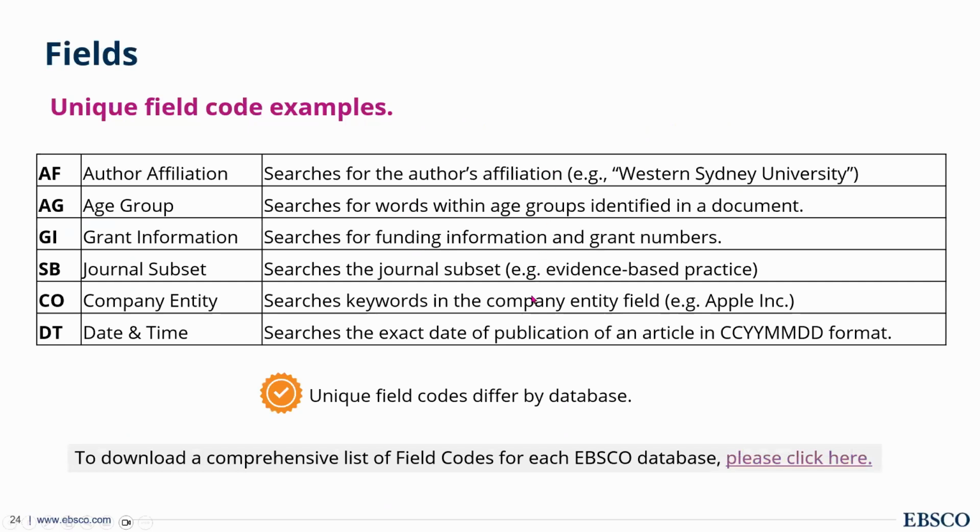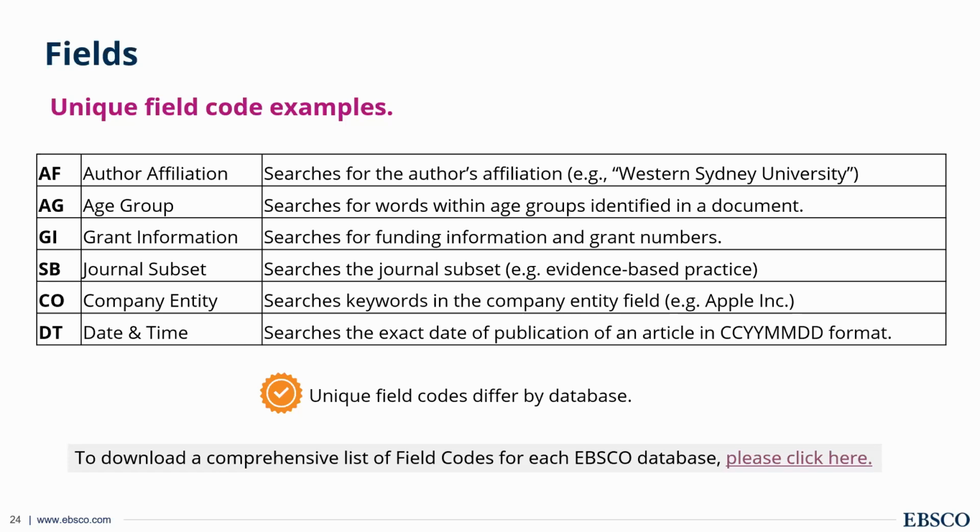So some unique field codes include things like author affiliation, where we can search for the author's affiliation when they published the research. Age group, they're searching for words within certain age groups identified in a document. Grant information, so this will search for funding information and grant numbers if available. So who's funded that piece of research? SB is for journal subset, so this is searching a particular journal subset like evidence-based practice journals, for example.